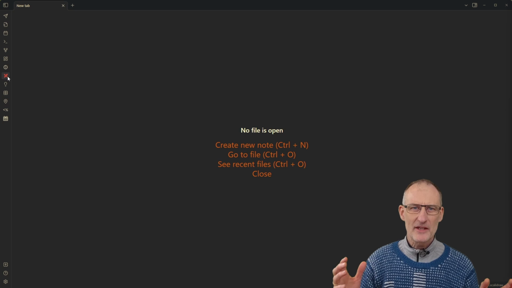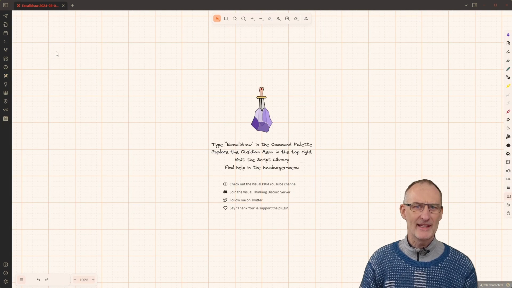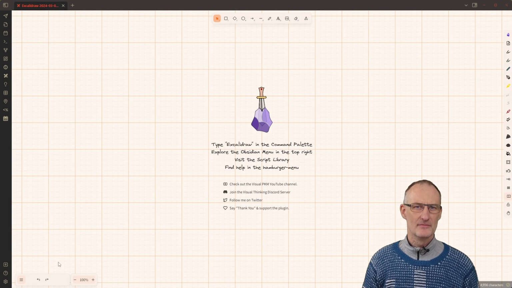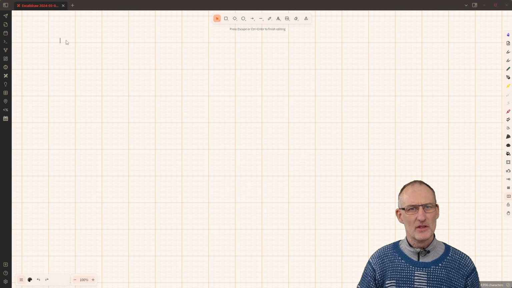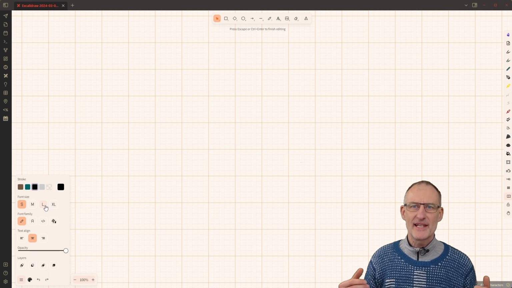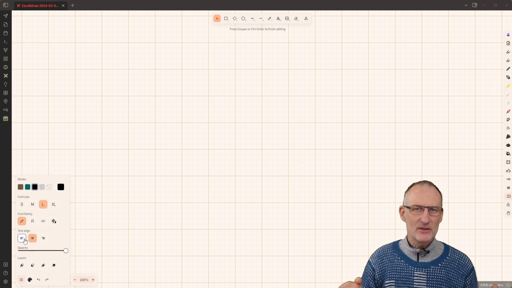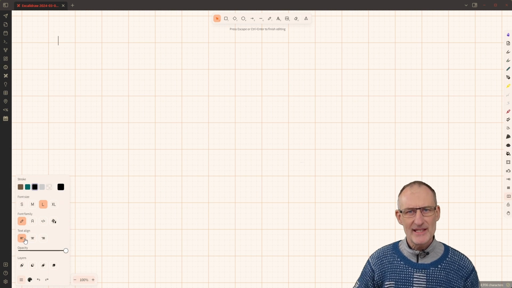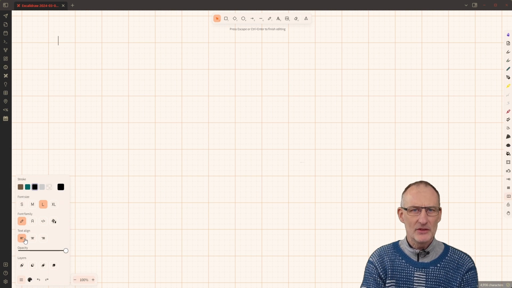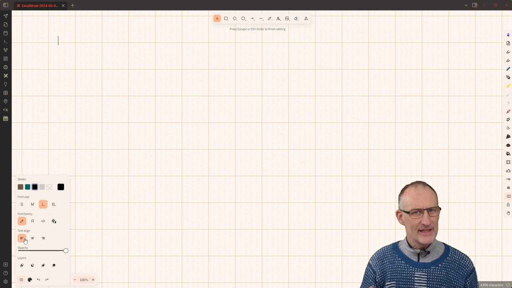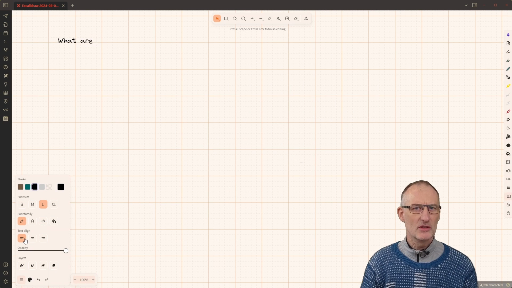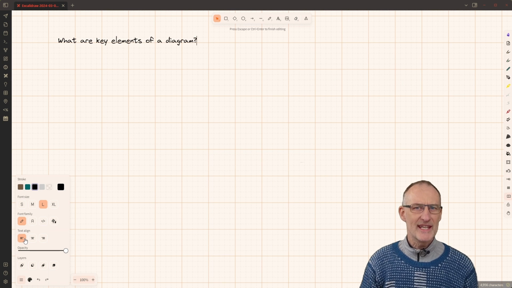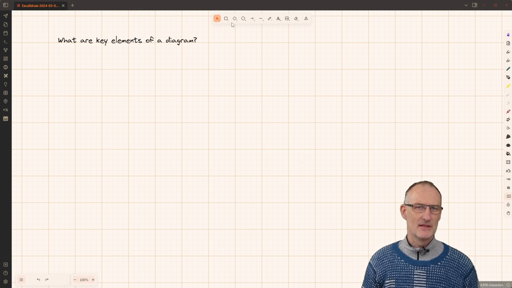We'll start by creating a new blank Excalidraw drawing. Often less is more. To avoid my concept maps getting out of hand, I like to start all my models with a focus question. This helps me narrow down the topic or issue covered by the map. Let's frame our concept model around the focus question of what are the key elements of a diagram.